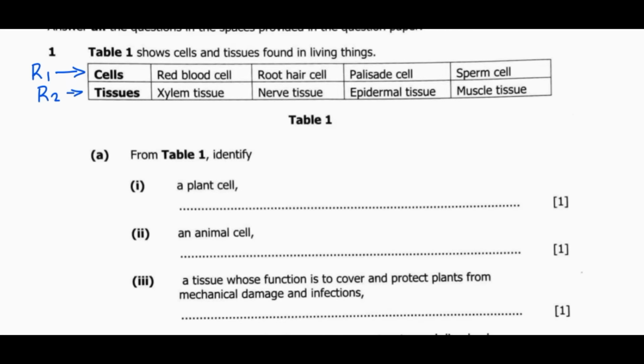From table 1, identify a plant cell. So we can see that we have two plant cells here. The first one, root hair cell, can be the answer here, and palisade cell. Then for the second one, animal cell, so red blood cell, and the sperm cell.